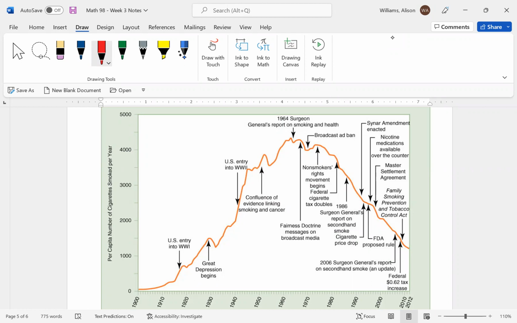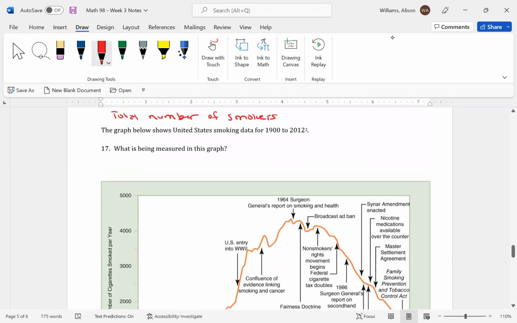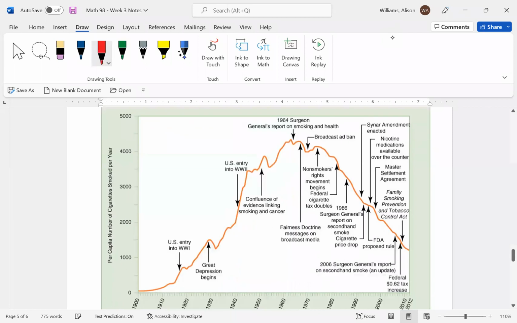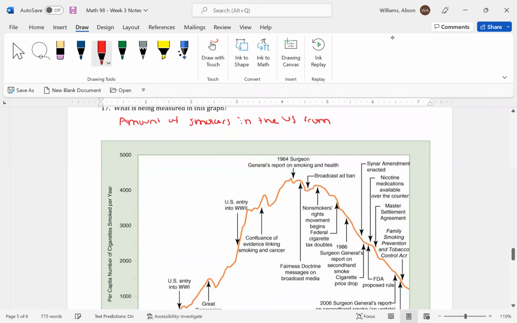Okay, so it is looking at the smokers. What is being measured in this graph? The amount of smokers, and this is definitely in the US, from, what was the starting date? 1900 to 2012.